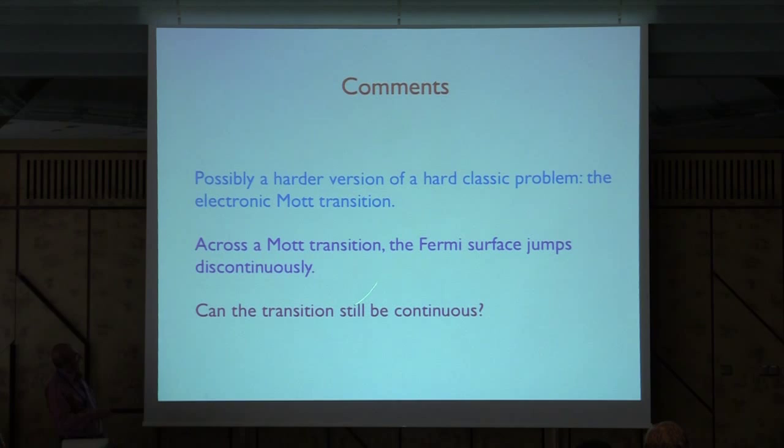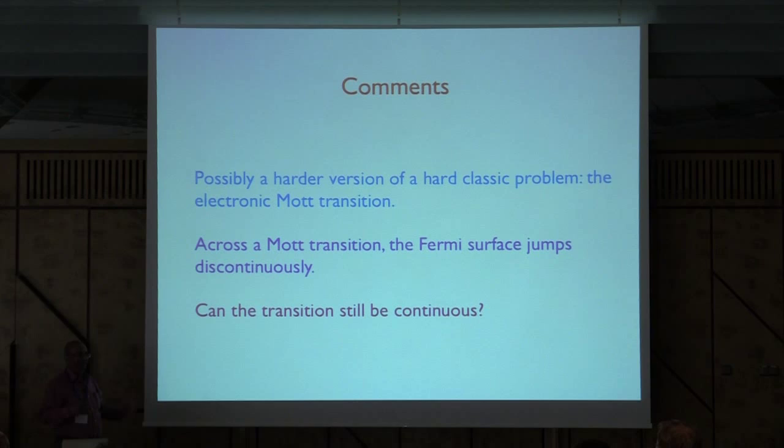the Mott transition, and in particular, is there a possibility of having a continuous zero-temperature electronic Mott transition where the Fermi surface disappears continuously? Can a discontinuous change of Fermi surface happen continuously? Okay, so that's the theoretical question that one would like to come to grips with.